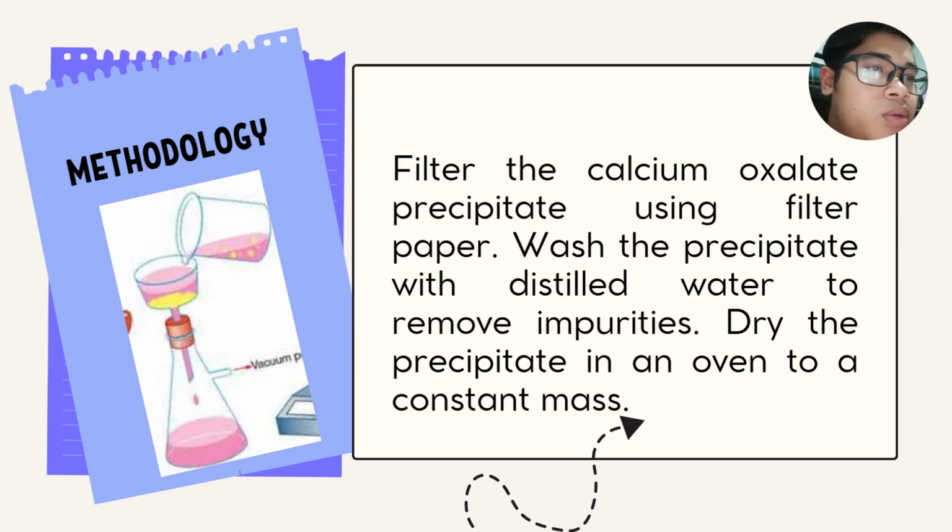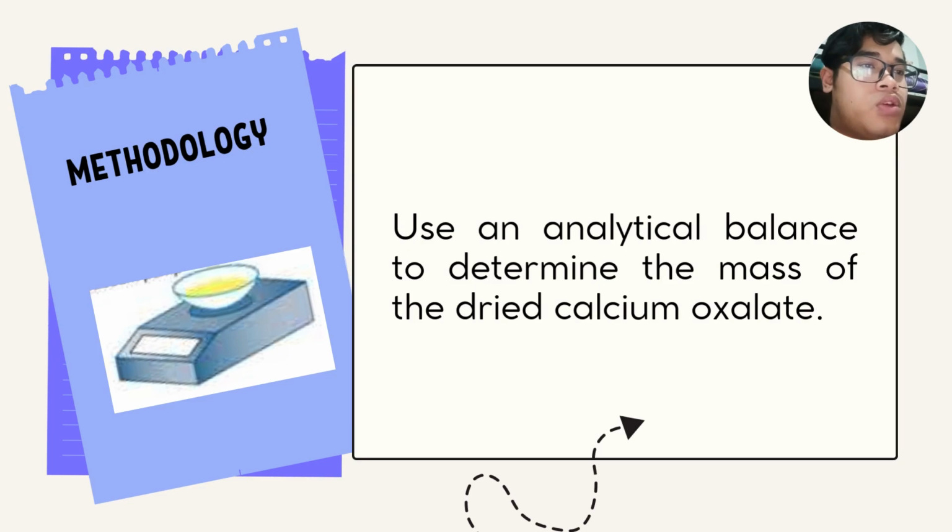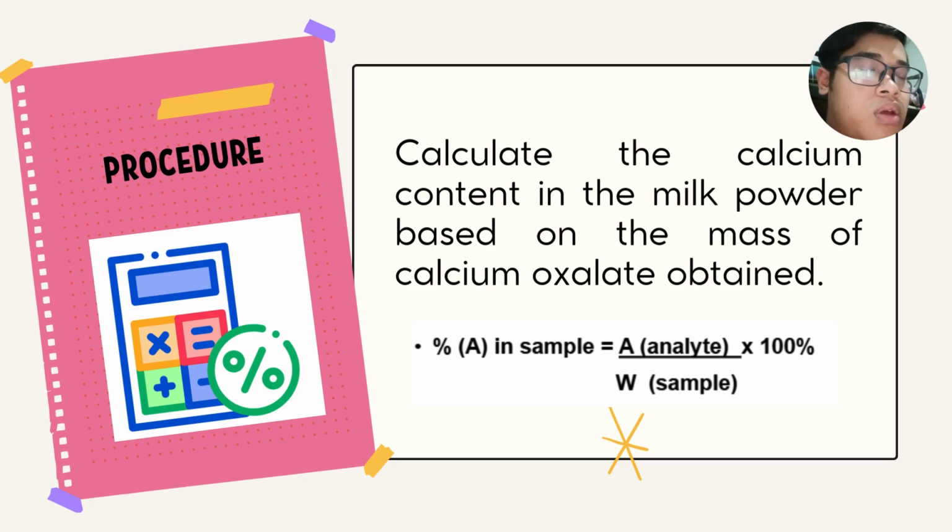The third step of the experiment is to filter the calcium oxalate precipitate using filter paper. Wash the precipitate with distilled water to remove impurities. Dry the precipitate in an oven to a constant mass. The fourth step is to use an analytical balance to determine the mass of the dried calcium oxalate.